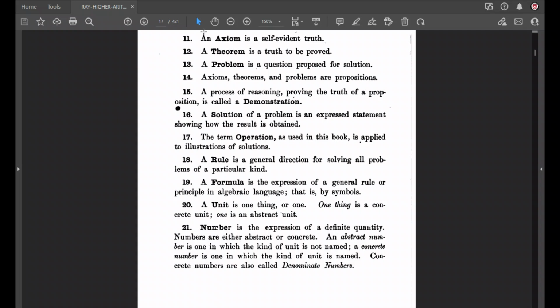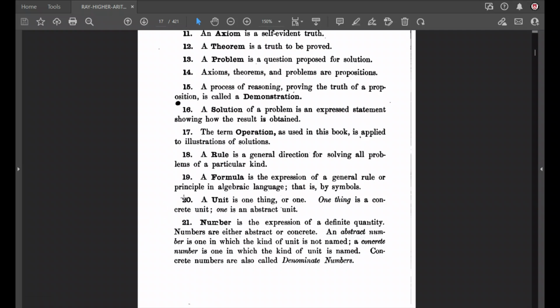That's Article 20. Article 21, number is the expression of a definite quantity. Number is the expression of definite quantity. A number can be abstract when the unit is not named and we just refer to the number, or it can be concrete.